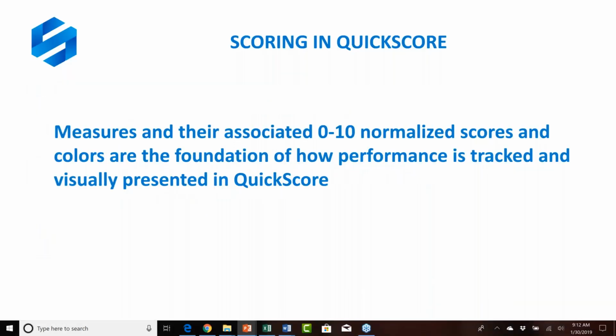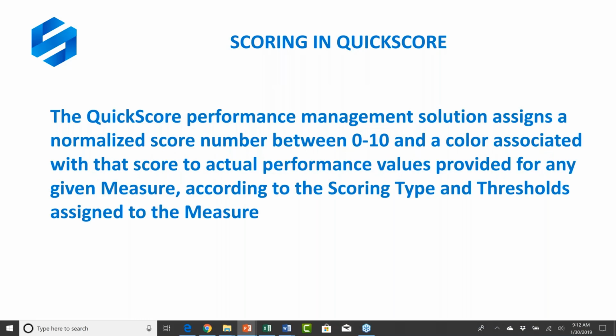Okay, so scoring in QuickScore. Measures and their associated 0 to 10 normalized scores and colors are the foundation, as we saw, of how performance is tracked and visually presented in QuickScore. The QuickScore Performance Management Solution assigns a normalized score number between 0 and 10 and a color associated with that normalized score to actual performance values that you provide for any given measure. And that is done according to the scoring type and the scoring thresholds that are assigned to the measure.